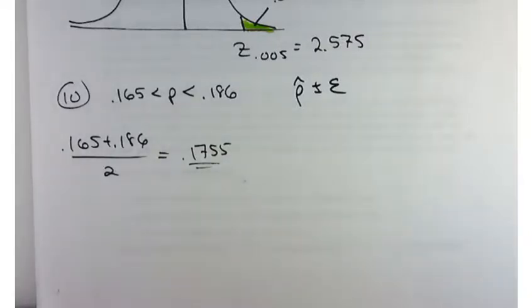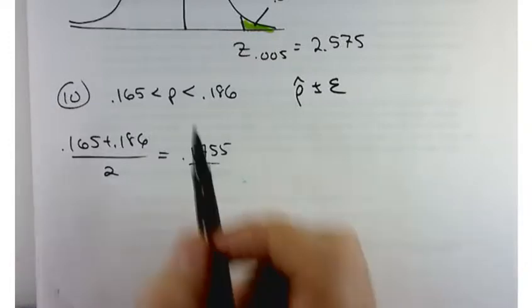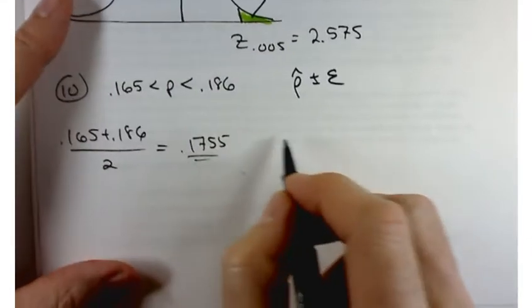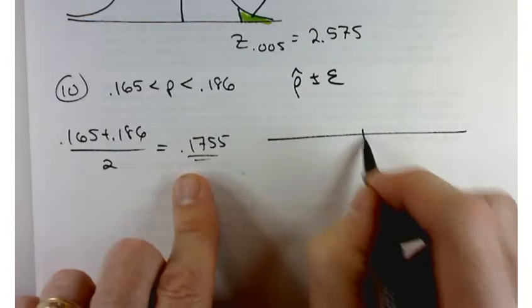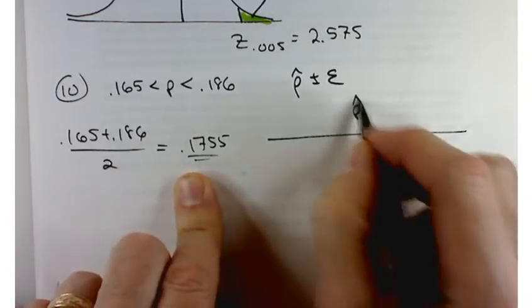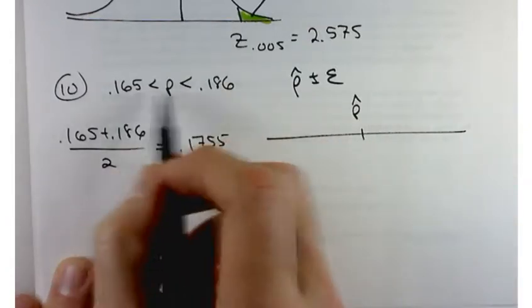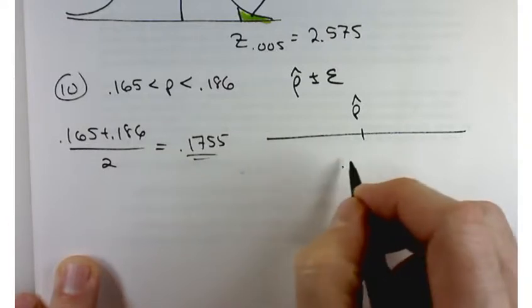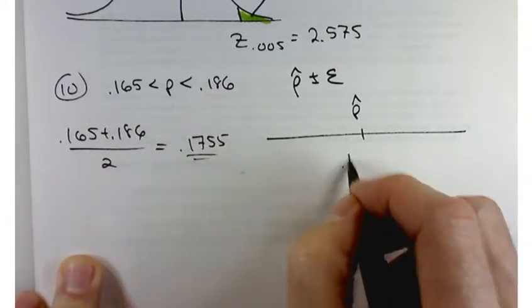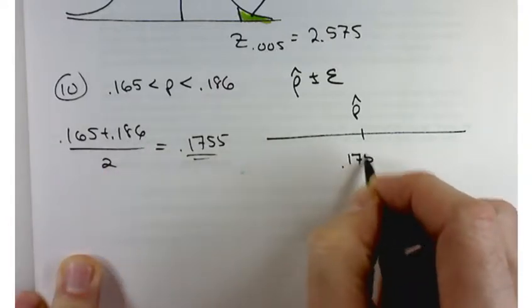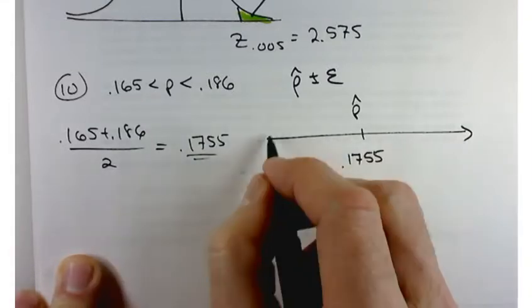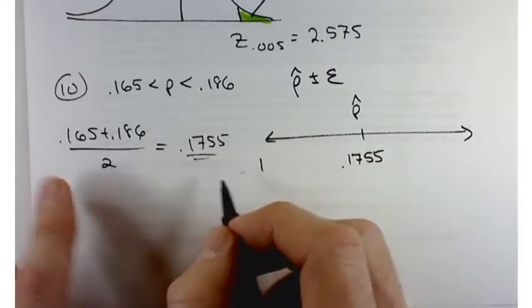That's much more work than we need to do. No, we're not trying to find the z-score. What's going on here is I got my original p hat, which is what's in between these. It's the middle number. And we calculated that: add these up, divide by 2, you get 0.1755. The question is, how far do I have to move?